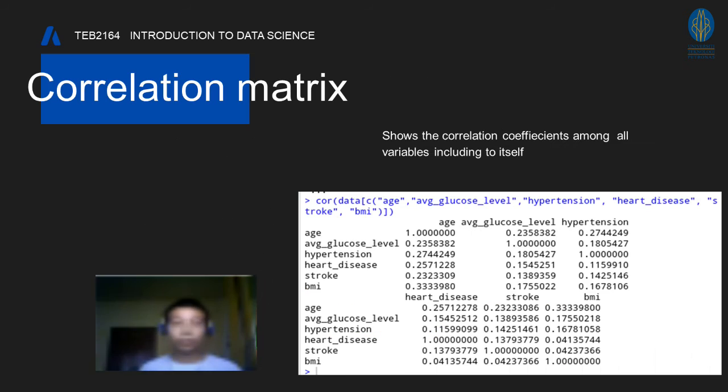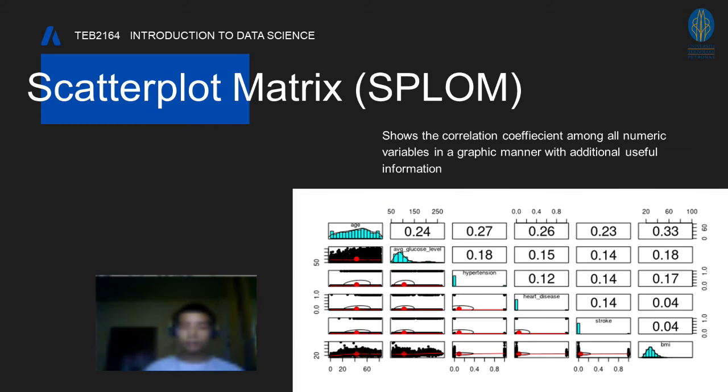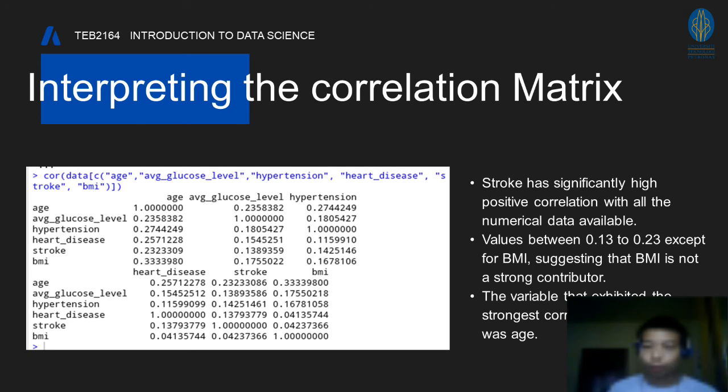So moving on. This is the correlation matrix, essentially showing all of the correlation coefficients for all of the numeric variables available, including to itself. When you look at the diagonal, you see a value of 1, which is just mapping to itself. This is essentially the same as the correlation matrix, except it provides more visual aids with some additional information. To interpret the correlation matrix, obviously there's a lot going on at once here, but I'm going to focus solely on the stroke variable, and how it's correlating with all the other variables.